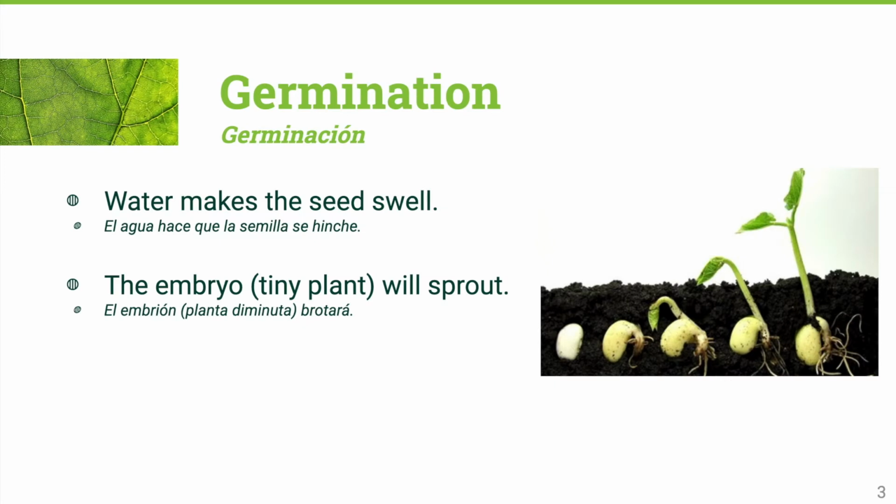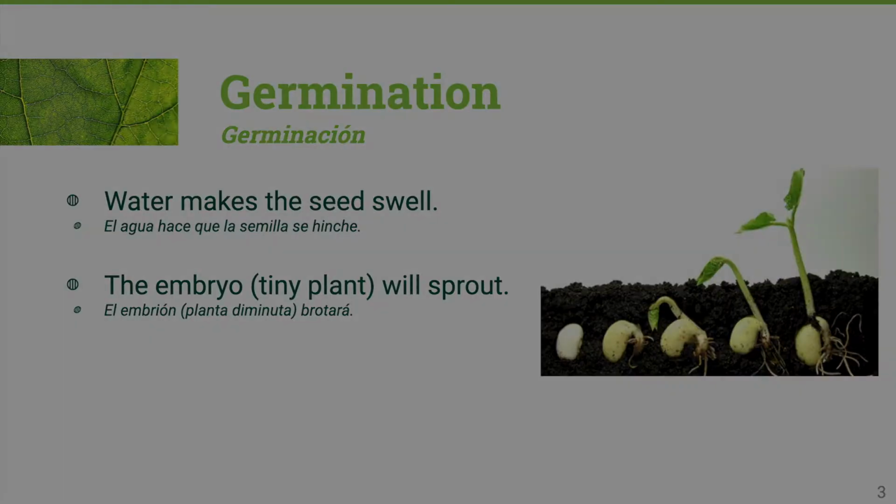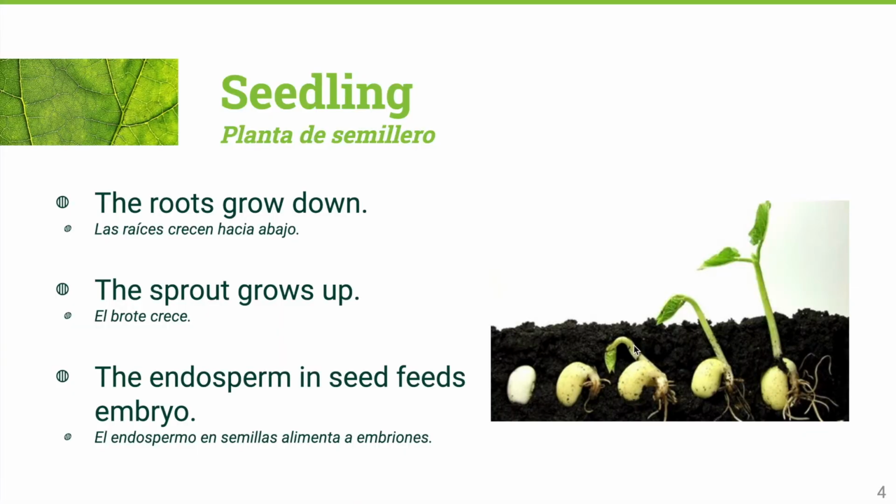Next, we have germination. This is when water makes the seed swell and the embryo sprouts out of the plant. So you can see that happening right here. The seed got a little bit bigger and the embryo's poking out. Next you have a seedling, so the roots start to grow down, the sprout starts to grow up, and at this point the endosperm, or the food in the seed, is still feeding this plant to help it grow.